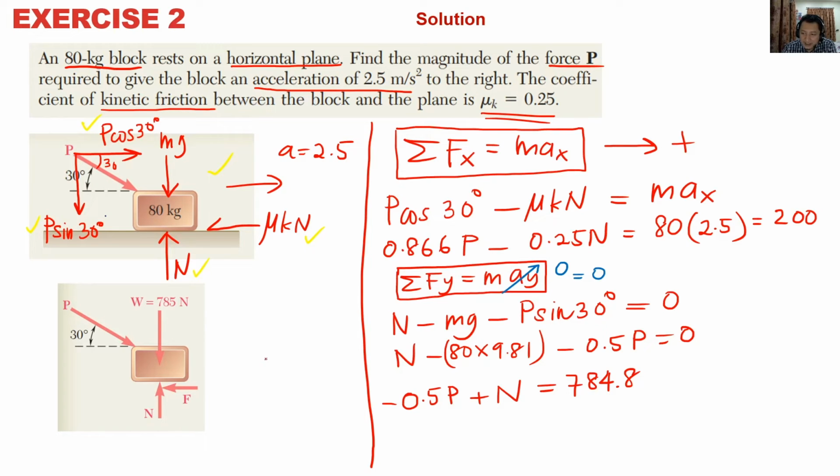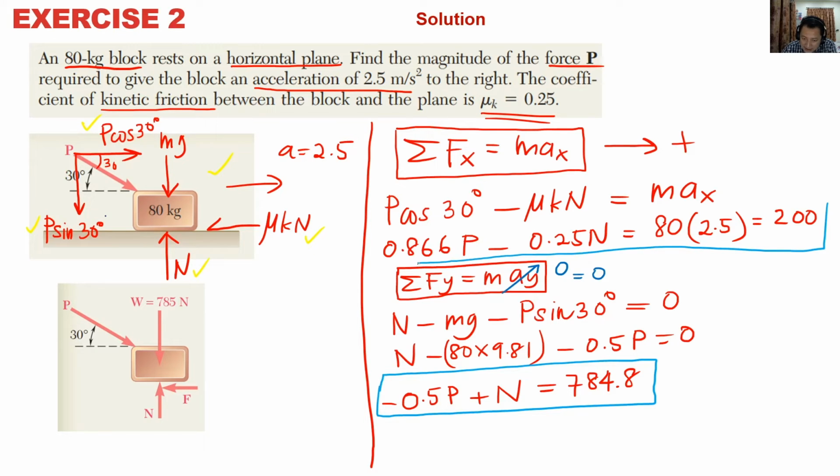Yeah, okay. So this is the equation which you should solve simultaneously. That should be solved simultaneously. So use your calculator. Use your calculator.